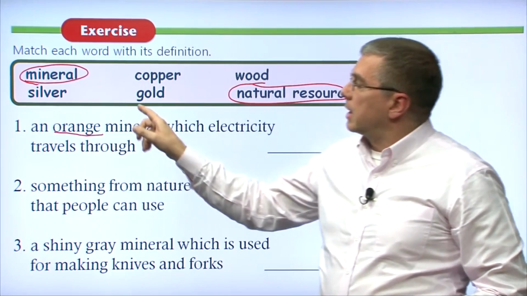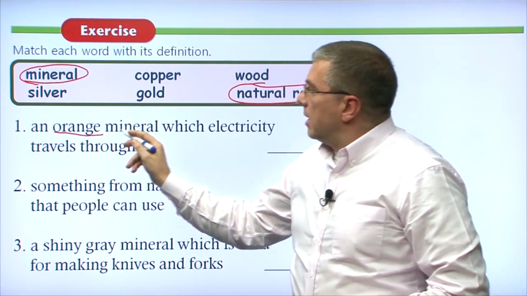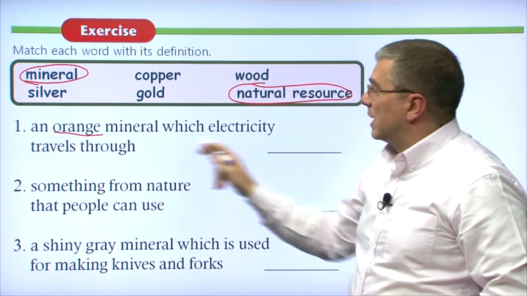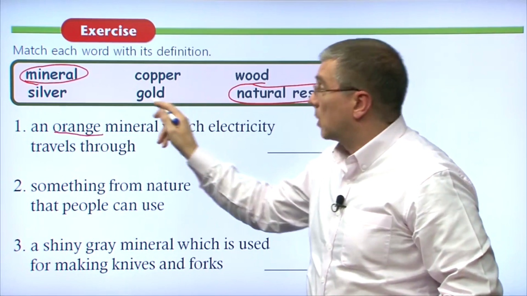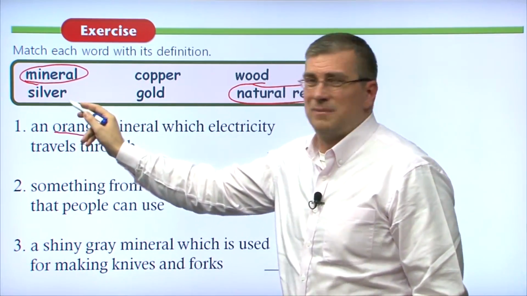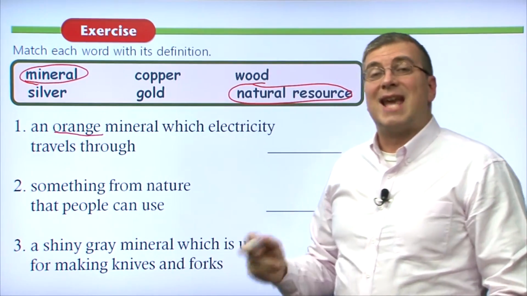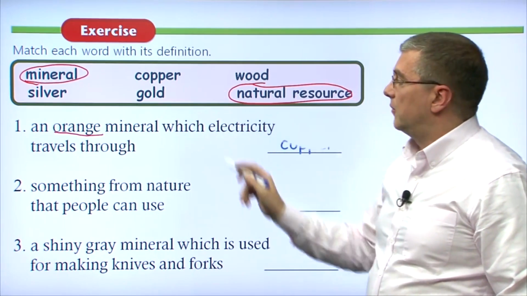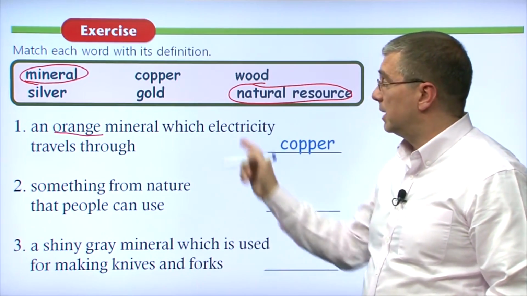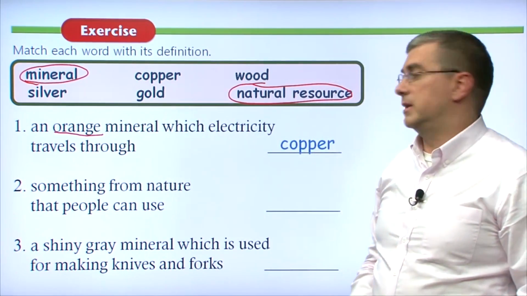But anyway, we're talking about this definition here, and the important point, like I said, is orange. If you got rid of orange, if you just said a mineral which electricity travels through, you could choose copper, gold, or silver, and that would be correct. But the key point is orange. Is silver orange? No. Is gold orange? No, it's yellow. Is copper orange? Yes, copper is orange. So copper is the only one that fits with that definition. That is their answer there because of the color. But it's interesting to note that electricity will pass through all of those three minerals.